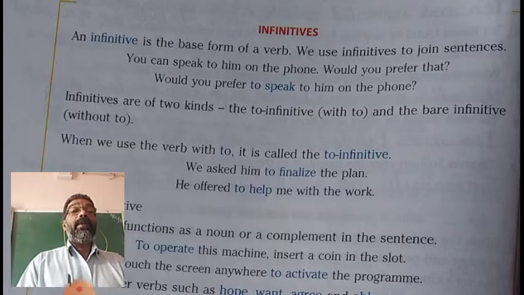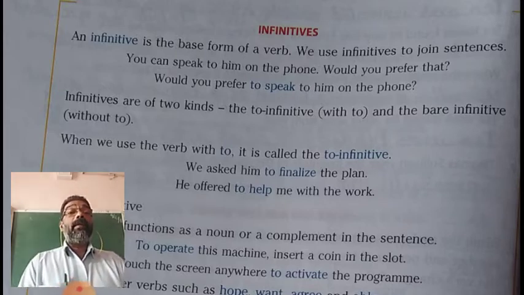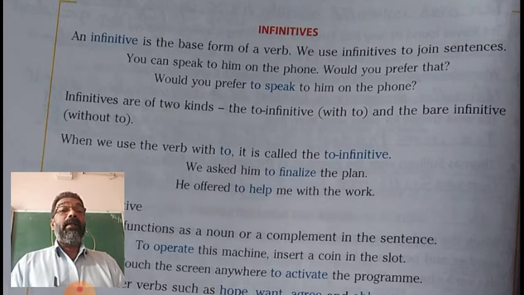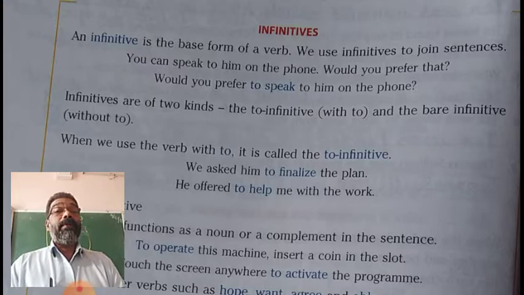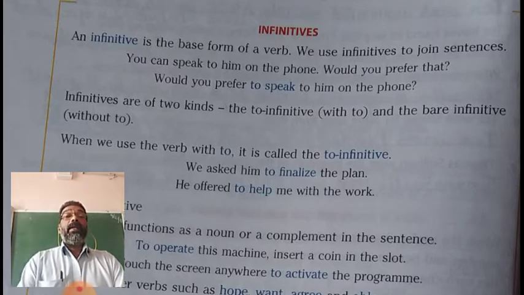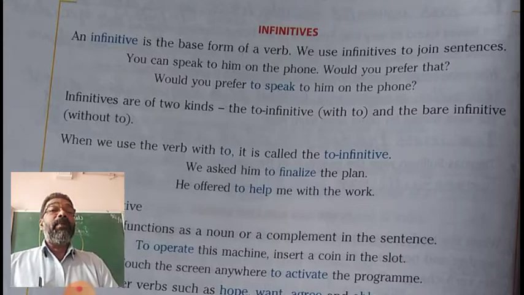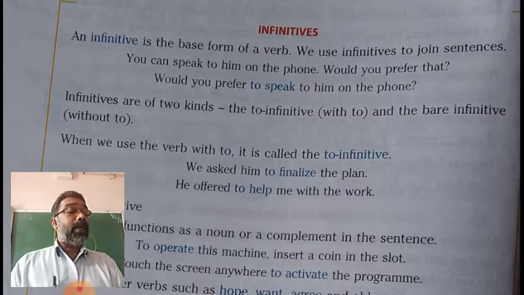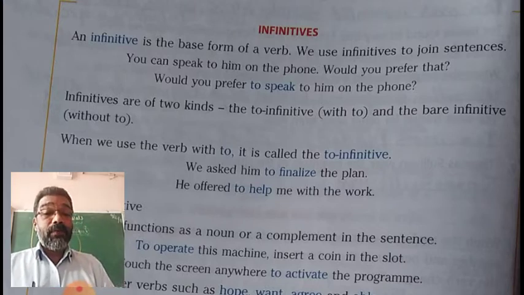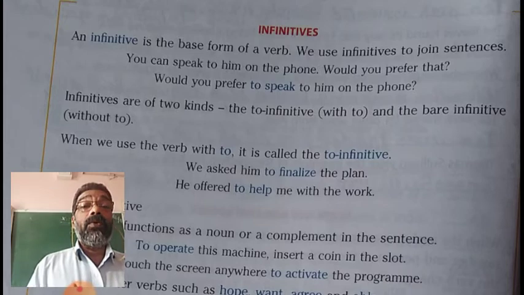Example for to infinitive: We asked him to finalize the plan. "To finalize" here is an example of a to infinitive. Another example: He offered to help me with the work. "To help" is another example of a to infinitive. So, the infinitive with "to" is called a to infinitive.